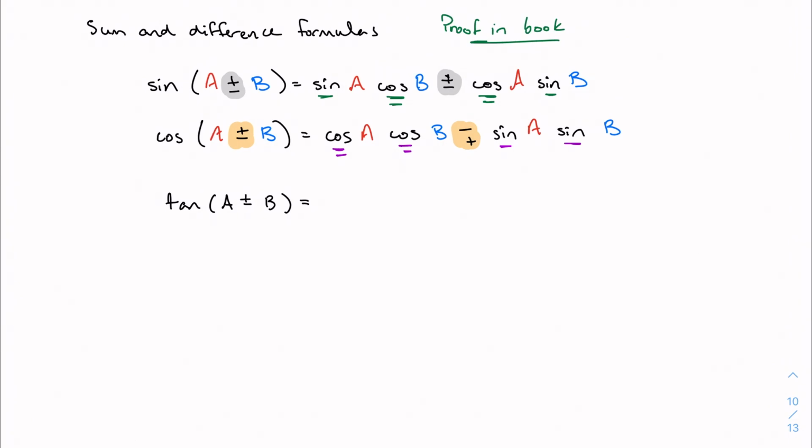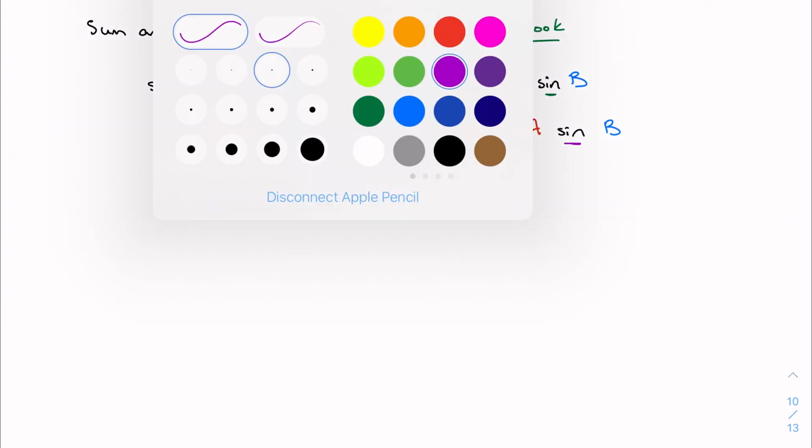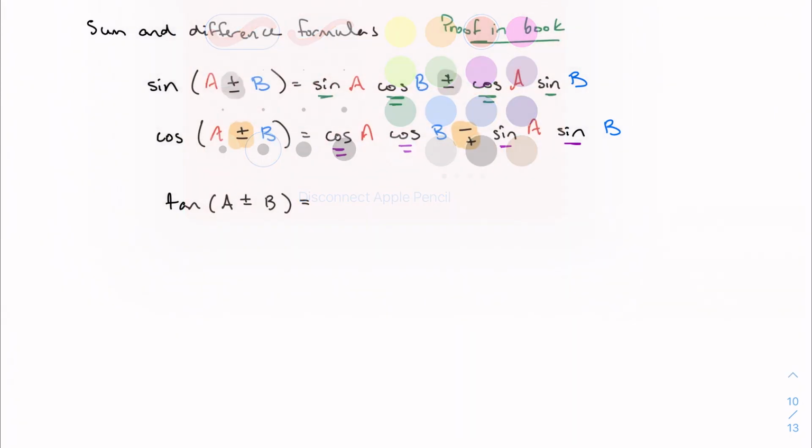The way I like to remember part of the order is to say that whatever function comes here is the function that comes here. Whatever function comes here also starts the formula.